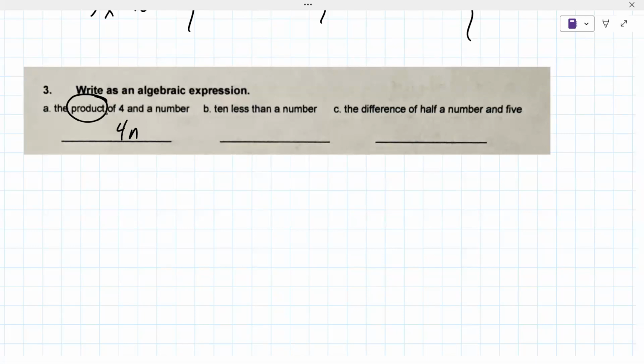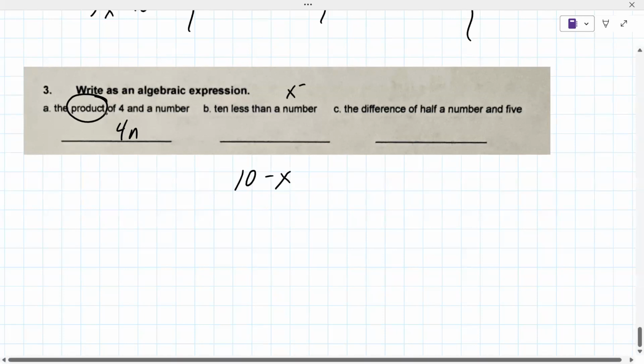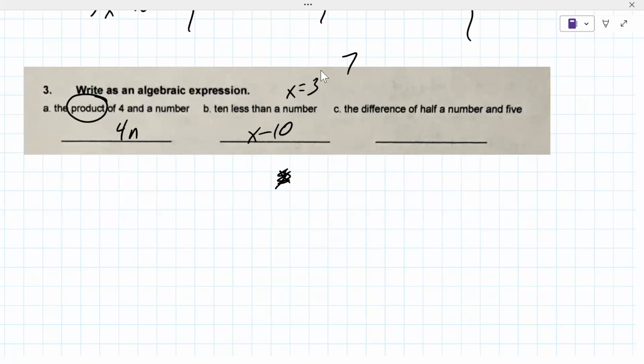Okay, 10 less than a number: 10 minus x. So if this is correct, let's just say the number is 3. What is 10 minus 3? 7. So the less always comes, these are always sort of reversed, because 7 cannot be x minus 10. Yes. It's good to put some numbers in and see if it worked out. Sometimes it does, sometimes it doesn't, and then you know, okay, maybe I need to rework it.